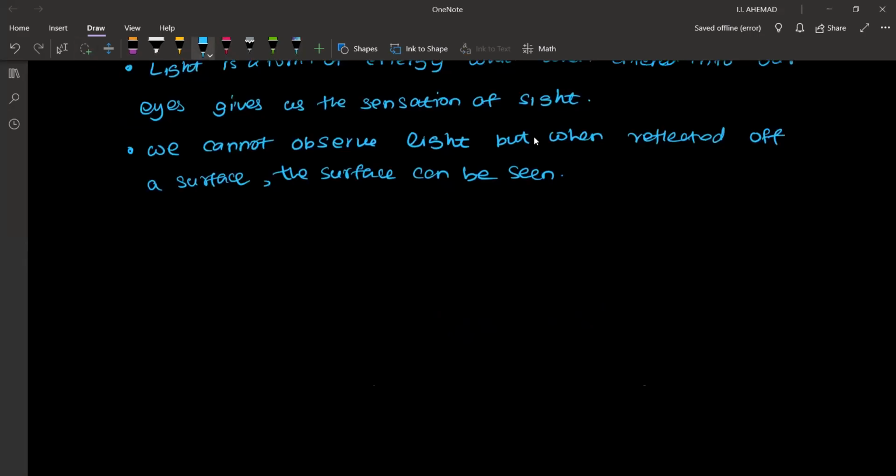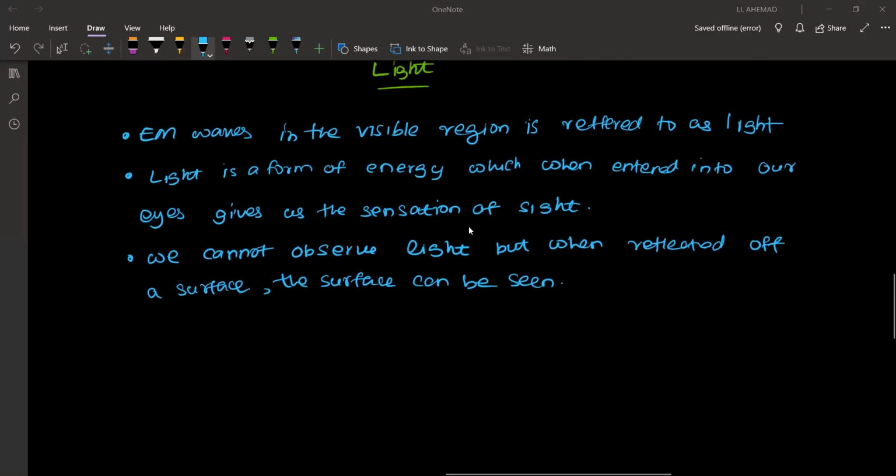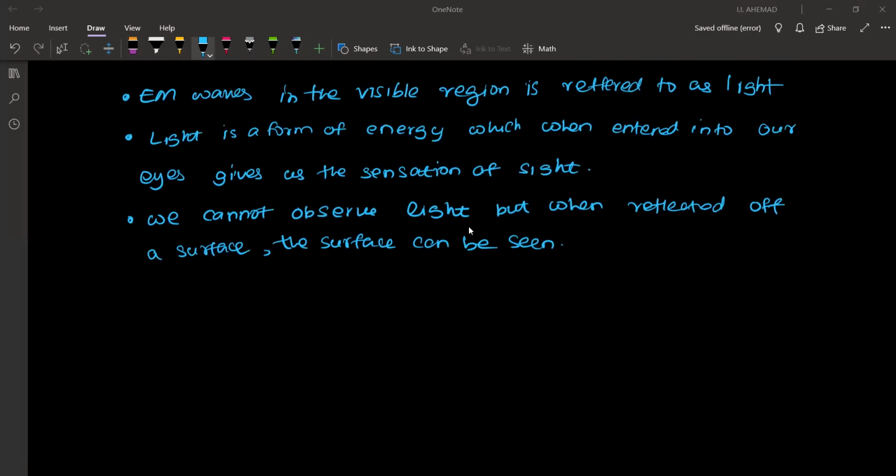So just now, whatever you thought about light is going to change. It is going to entirely change when we study this section. When we are finishing off this section, we will understand that whatever we look at is not real, but it is an illusion finally. So we cannot observe light, but when it is reflected off a surface, the surface can be seen.